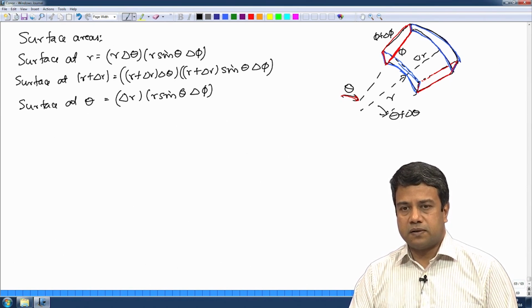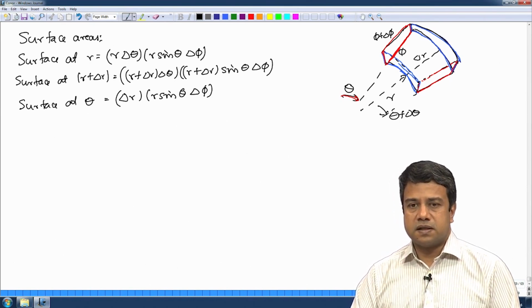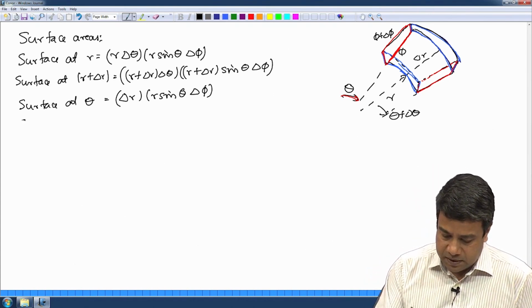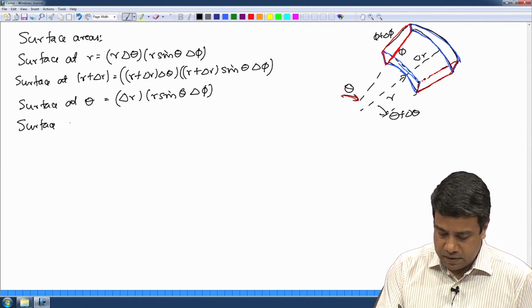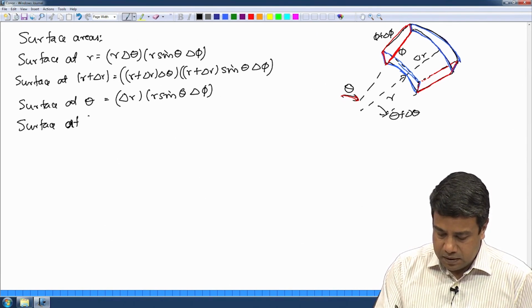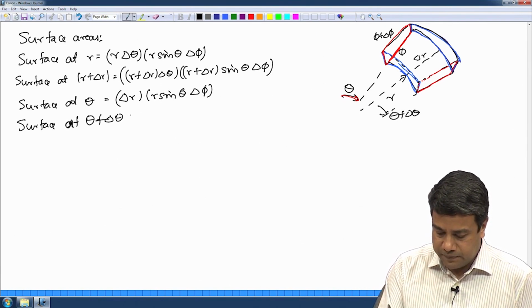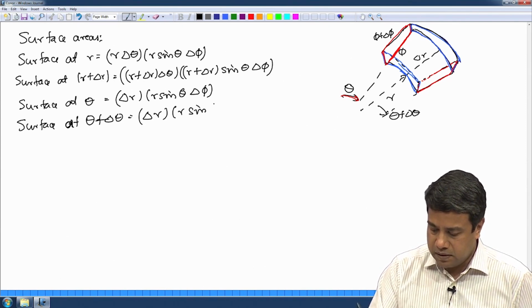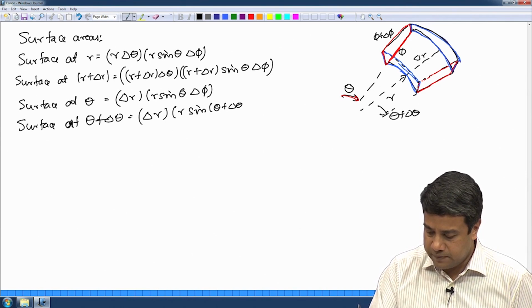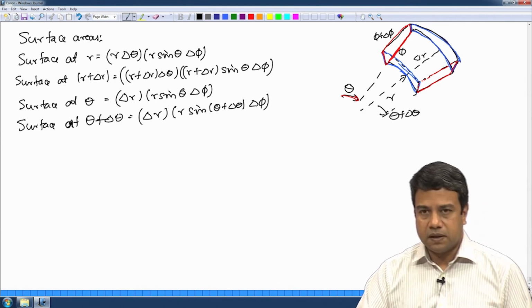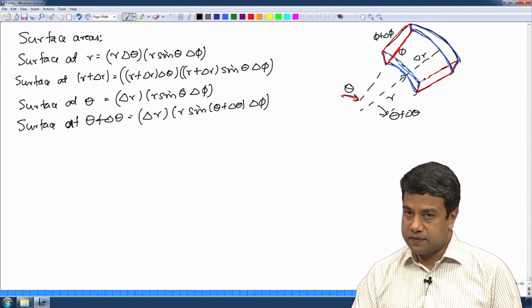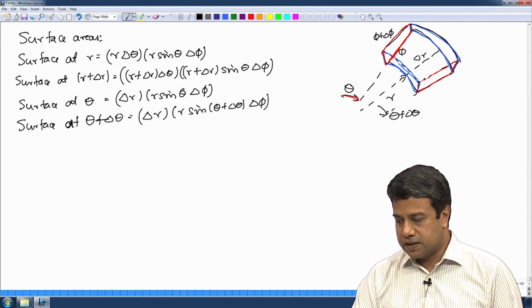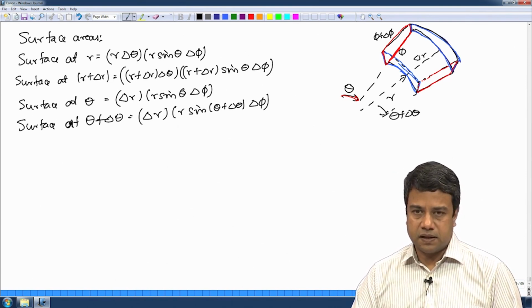The surface perpendicular to the theta direction is the distance in the r direction times the distance in the phi direction. And similarly, the surface at theta plus delta theta is equal to delta r into r sine of theta plus delta theta, delta phi. So as theta is changing, the surface area is also changing. Those are the surfaces in the r direction and the surfaces in the theta direction.